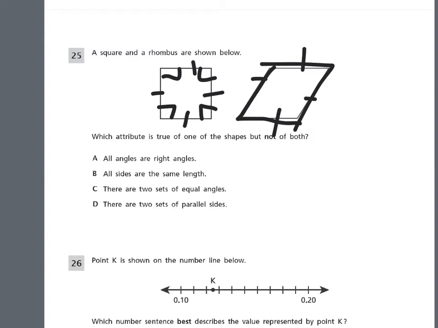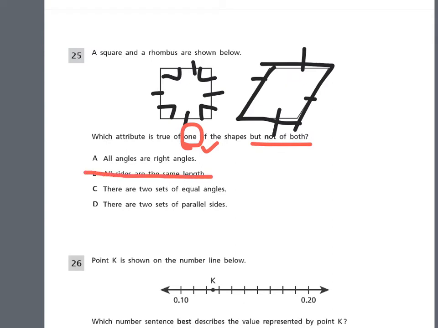All angles are right angles. Well, that is true for the square, but not for the rhombus. That looks good. B, all sides are the same length. Well, that is true, but it says which attribute is true of one of the shapes but not both. So that's true for both. We don't want that one.